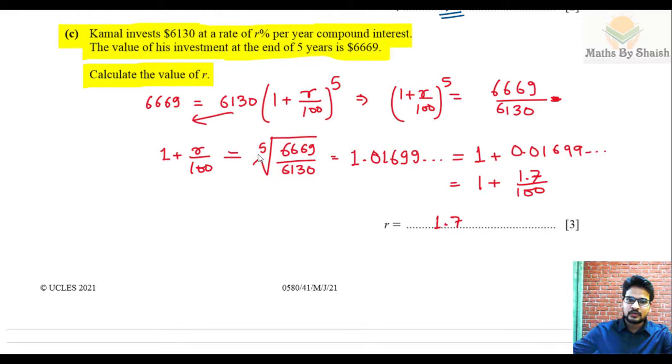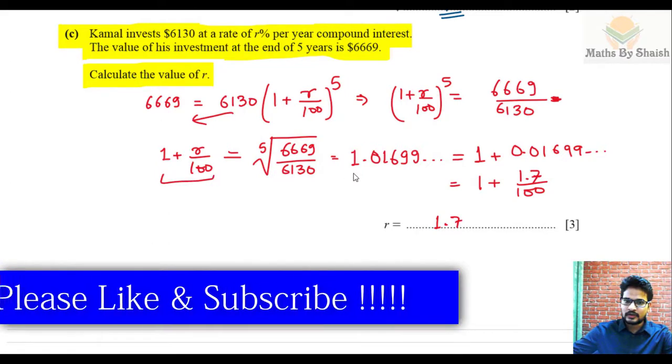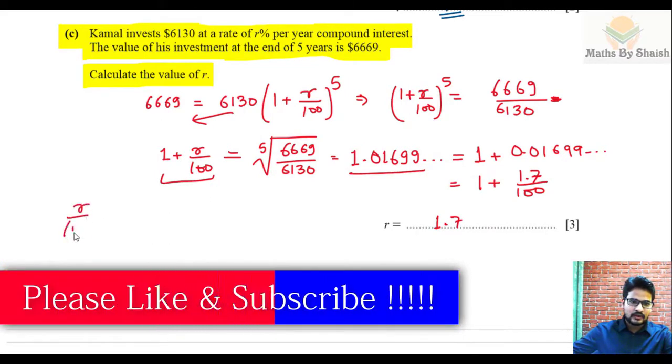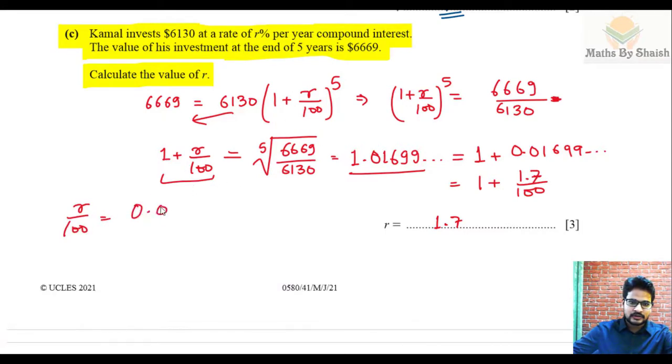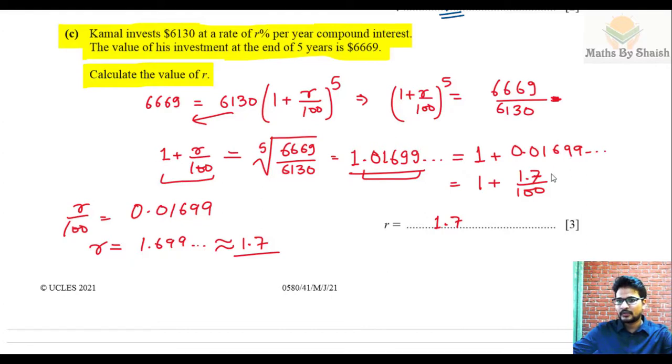Otherwise we can simply do it by linear: 1 plus r over 100 equals this. So r over 100 becomes this minus 1, that is 0.01699, and when we cross multiply we get r equals 1.699 and so on. If we write it to 3 significant figures, it is again 1.7. So this is the shortcut. We can see it is 1 plus something, that is going to be an increase, and if the increase is 0.0169, we can convert it to a percentage, that is 1.7%.